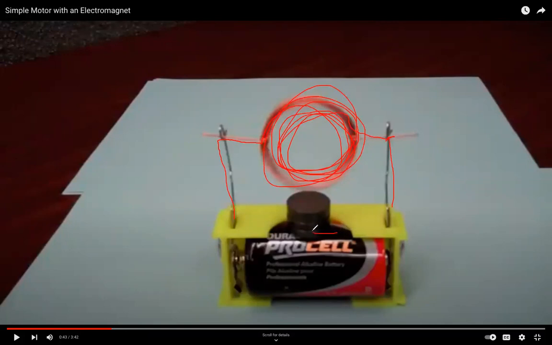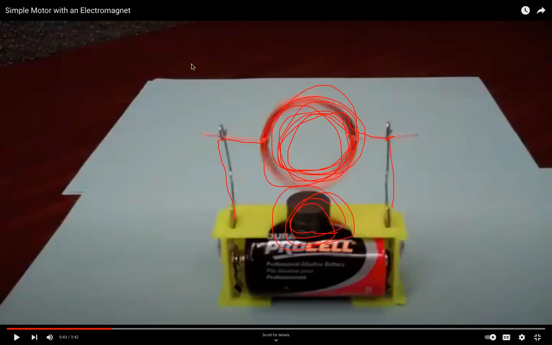Here, this is a permanent magnet. You can keep a permanent magnet both ways. In a motor, there are permanent magnets on both sides. This you can do easily, and this will start behaving as a simple motor, right? Motors are used everywhere.